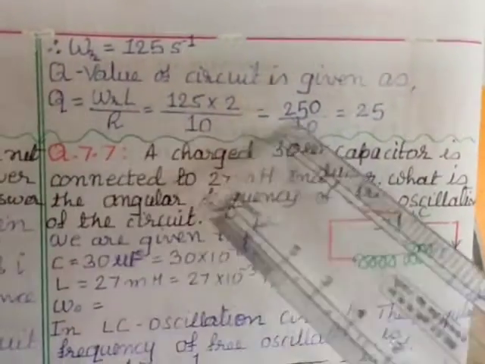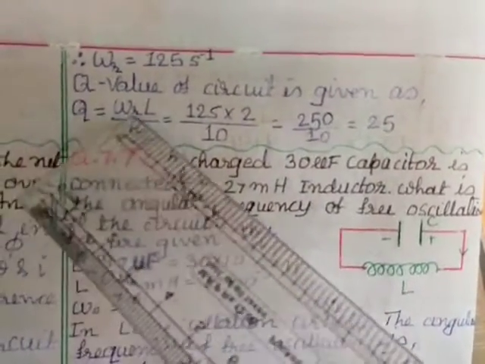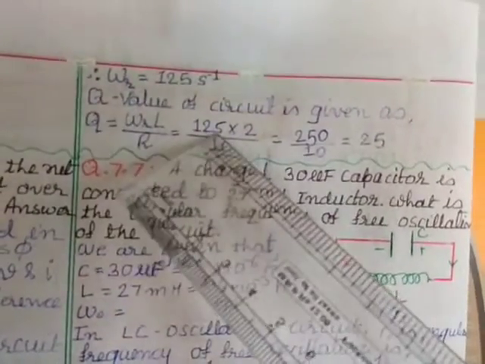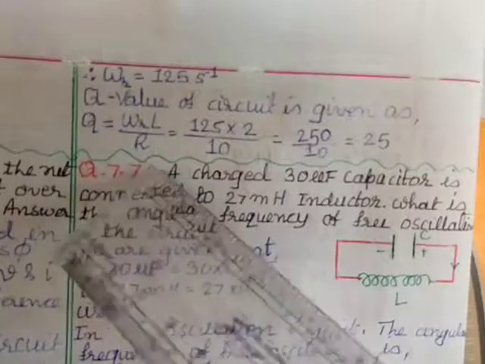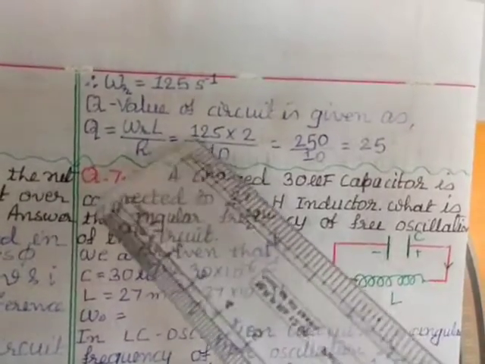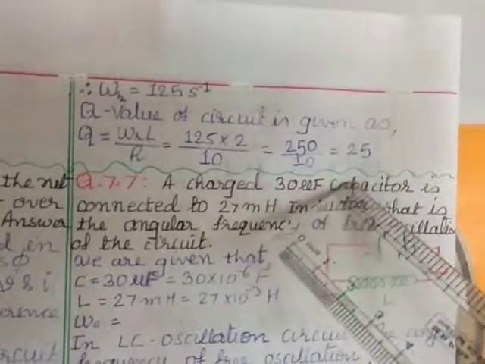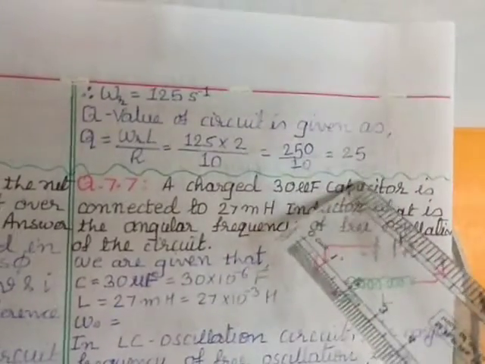So Q value of the circuit is given as Q is equal to omega R into L by capital R. Omega R is this one, 125. L is given to you 2 and R is given to us 10. Okay, multiply these two, so 250 by 10, cut 0, 0, so you get 25. So Q value is 25.